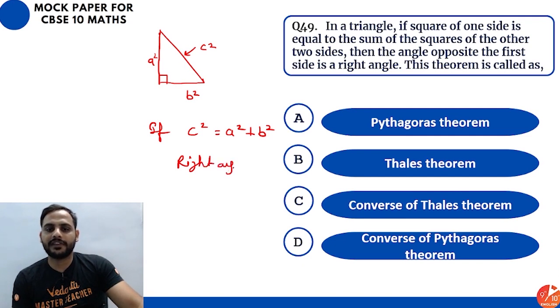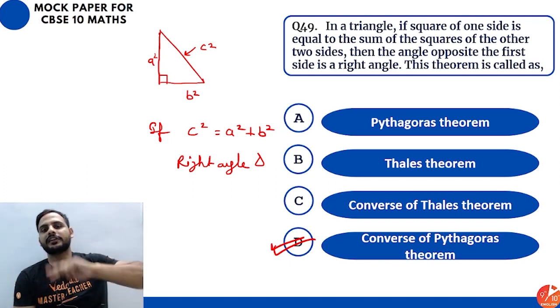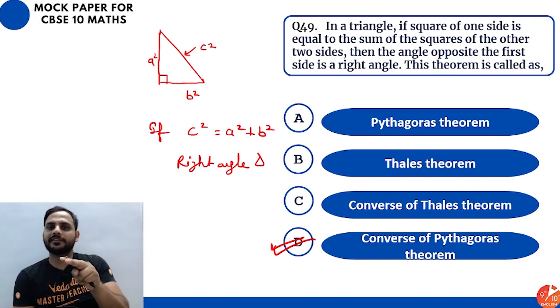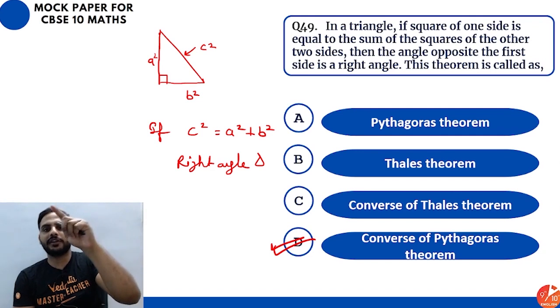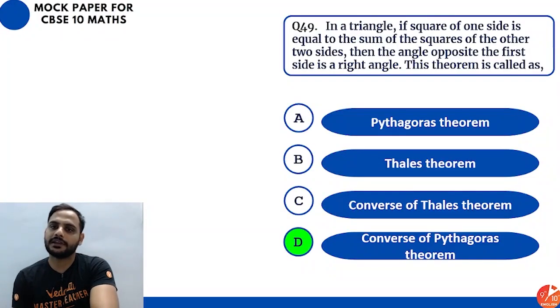So you can clearly see, guys, this is not Pythagoras theorem. This is converse of Pythagoras theorem, because c square is a square plus b square is given, and if it is true, we'll say the triangle is right angle triangle. Pythagoras theorem says if it is a right angle triangle, hypotenuse square is perpendicular square plus base square. So this is the converse. Option D will be your correct answer.